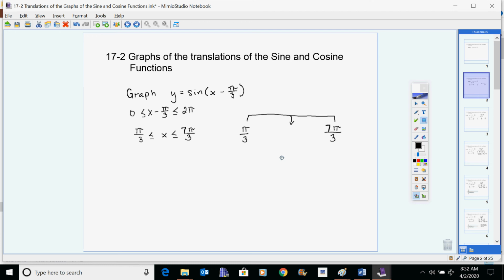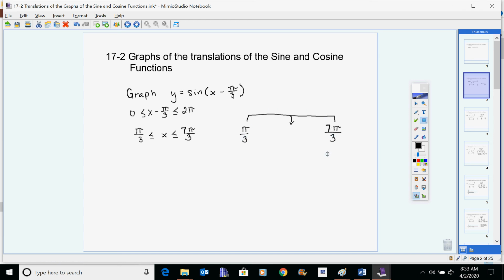When we do that, what we find is that it's going to be moving it so that it's not starting at 0 anymore. It's going to be moving it to a new place. So when I add pi over 3 to all three of these zones to try and get x isolated in the middle, 0 plus pi over 3 is obviously pi over 3. 2 pi plus pi over 3, well, that's really 2 plus 1/3, which is 7/3. You do always make them as improper fractions for these. So we have our beginning of one period is pi over 3, and the ending of one period would be 7 pi over 3.